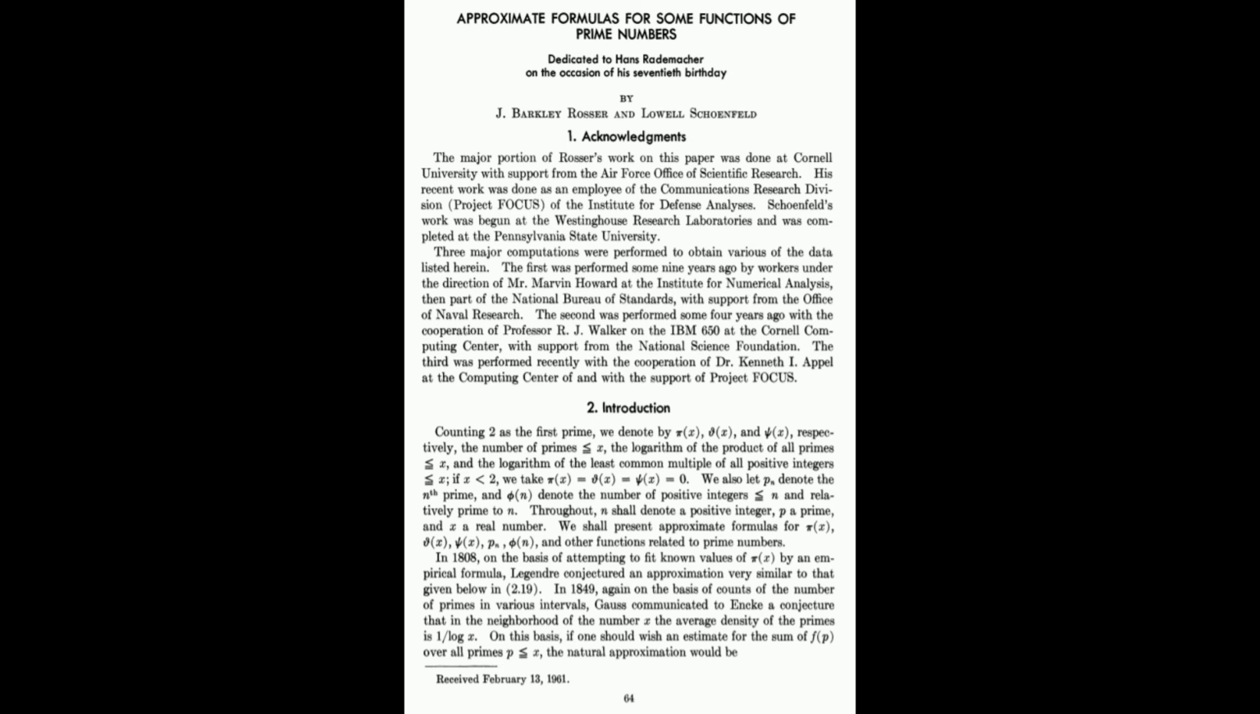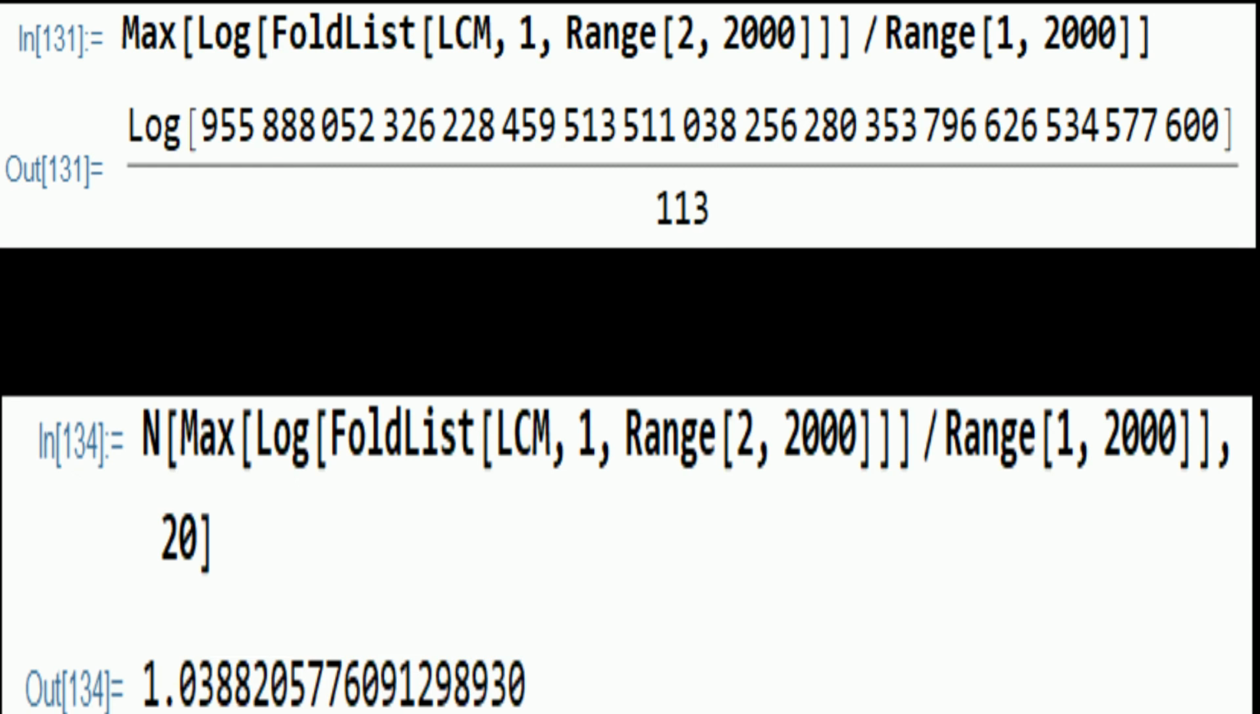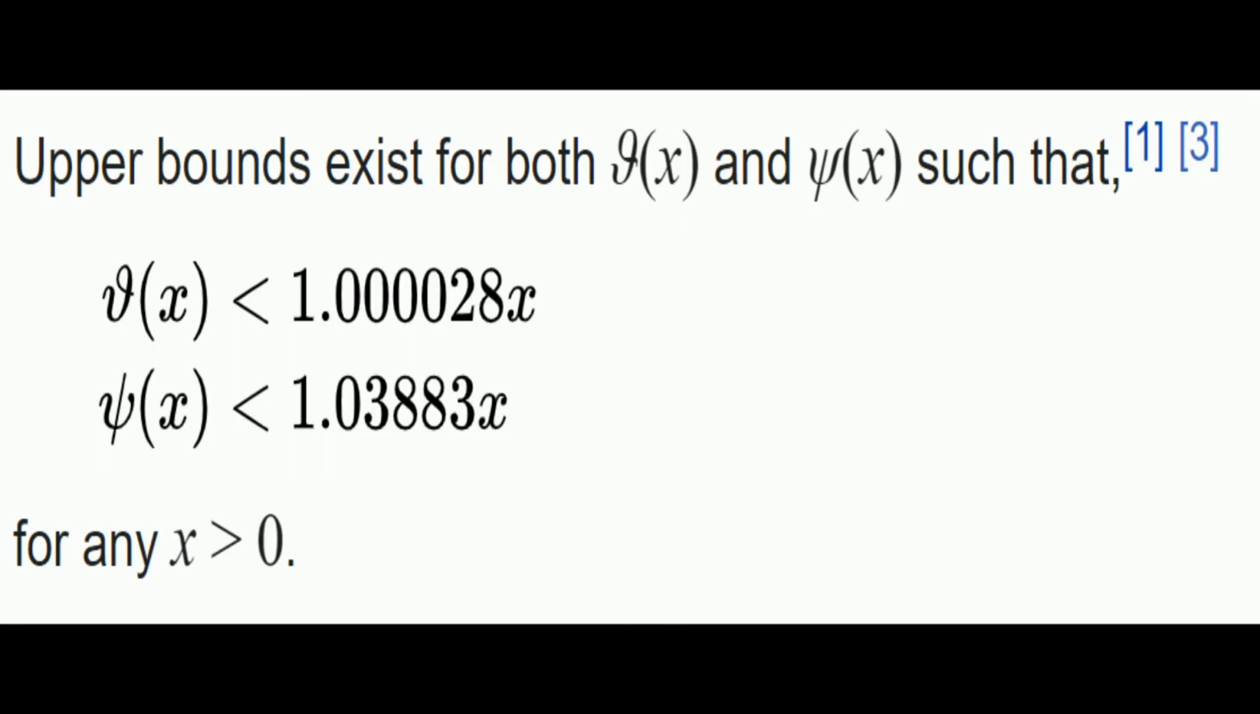They calculated values for this ratio up to 2000, and then were able to show that it never gets any larger. The constant that they calculated is psi of 113 divided by 113, which equals 1.03882. Therefore, we can say that psi of x is less than 1.03883x. Why do we care about that?